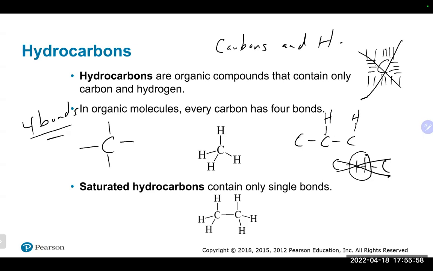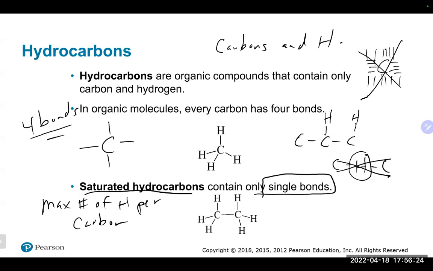Now, there are certain hydrocarbons which are referred to as being saturated. Saturated basically means that the carbon has the maximum number of hydrogens that it can have. So saturated means it has the maximum number of hydrogens per carbon. And really where that happens is, as it is here, in a compound that has only single bonds.